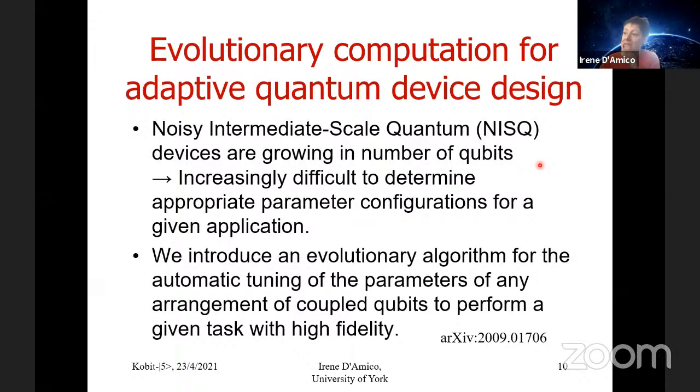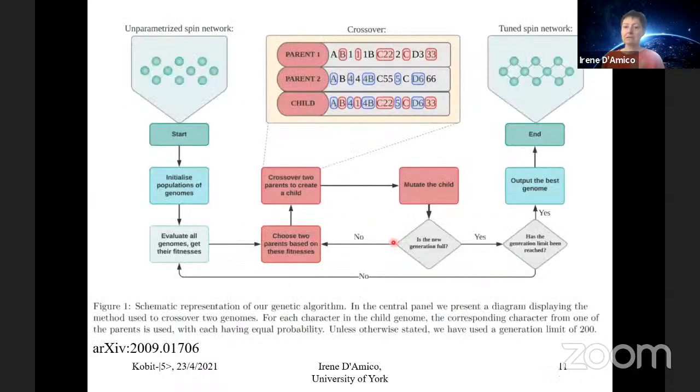And within this idea, this necessity really, these requirements, we had this idea to introduce an evolutionary algorithm for an automatic tuning of the parameter configuration given a certain network in order to perform a given task. So you give me the task you want from a network, we apply the algorithm, and we give you the corresponding parameter configuration that will do that particular task with high fidelity. This is the reference. And so this is the schematic representation of the algorithm. It is a genetic algorithm.